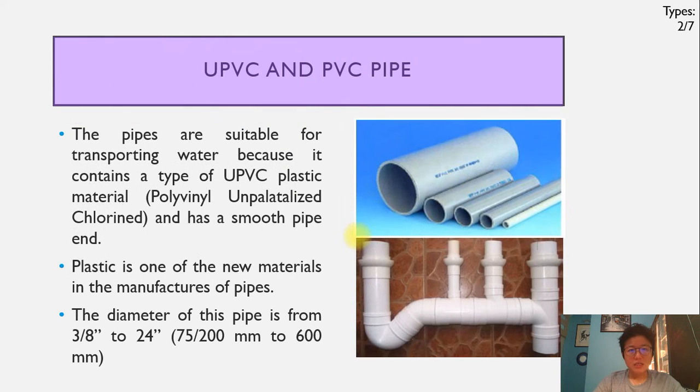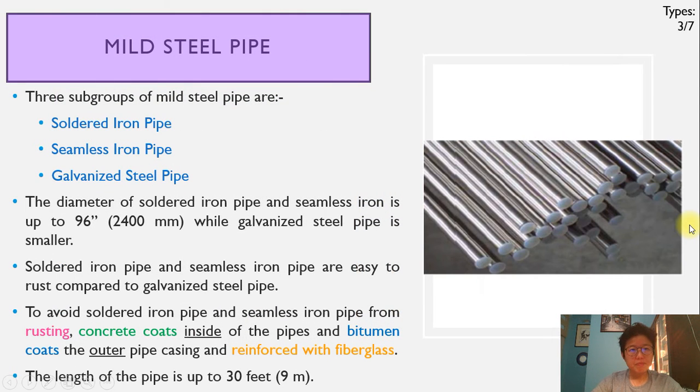All right. The UPVC and PVC pipes, we see this a lot. They're easy to cut and install. That's why we use this a lot. They are suitable for transporting water because they are made of UPVC plastic with smooth pipe ends. We like that. It's easy to install to prevent leakages. Plastic is actually one of the newer materials in making pipes, and these are the size ranges that we have. Okay, mild steel pipes.